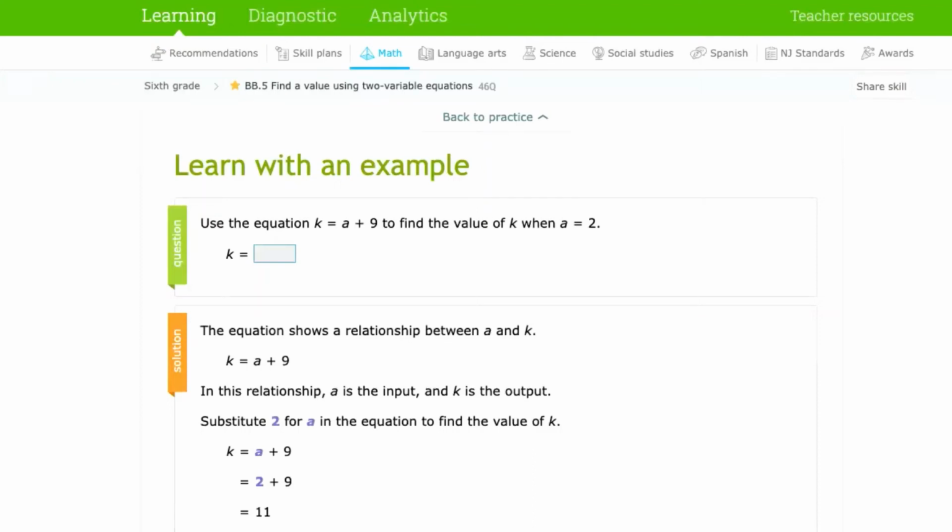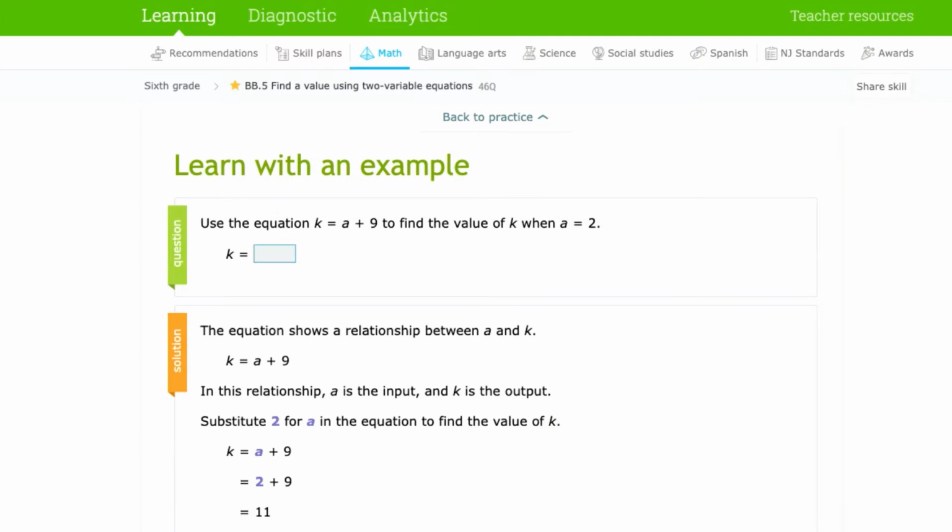Good morning, good afternoon. We're going to go over a couple of examples with iExcel BB.5 and then BB.8. If you already finished BB.5 on Friday, then you can skip ahead and fast forward till I get to BB.8. But they're essentially the same. They're very, very similar. So with BB.5, they give you an equation.